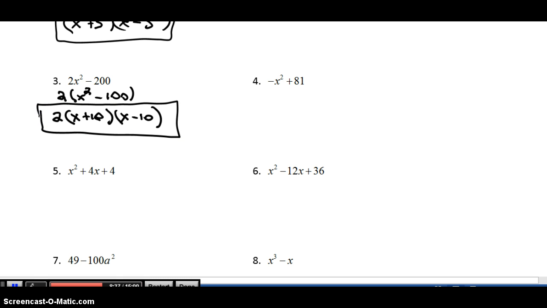Now, a common mistake on a problem like this is you factor out the GCF as a 2, and then you accidentally leave it off here. And so you got to make sure that 2 follows through. All right? So now, the next one, number 4.